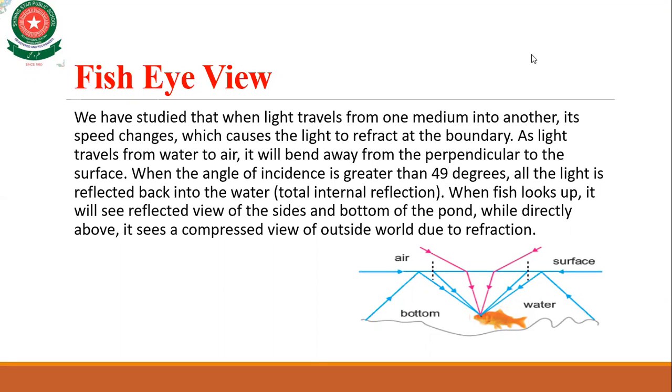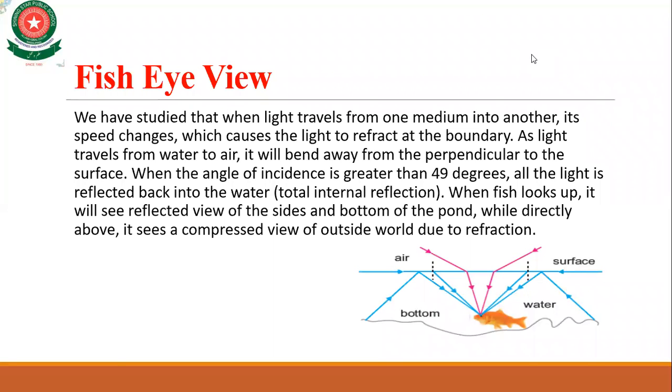Now, when a fish looks up, it will see a reflected view of the sides and bottom of the pond, while directly above it sees a compressed view of the outside world due to refraction.